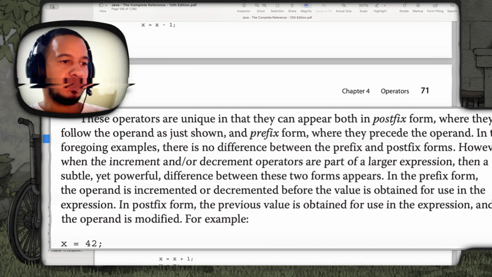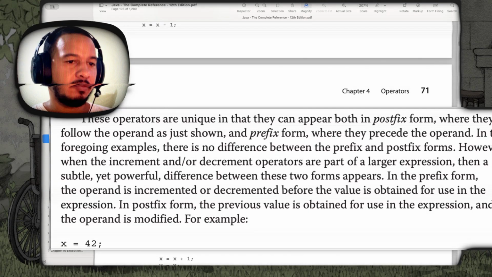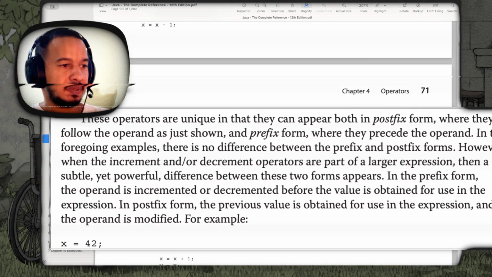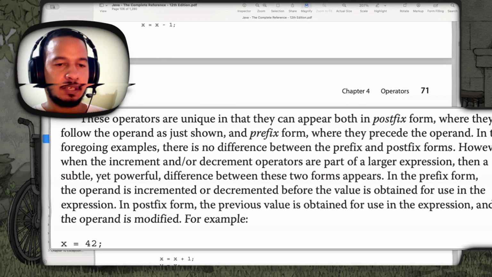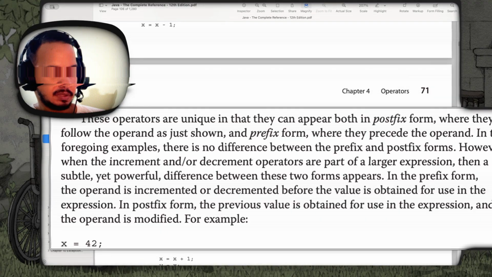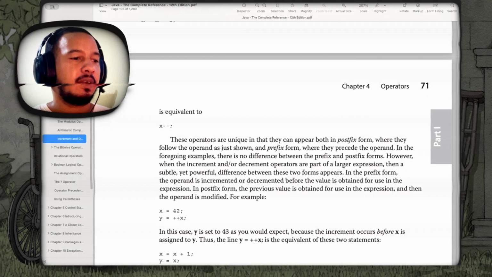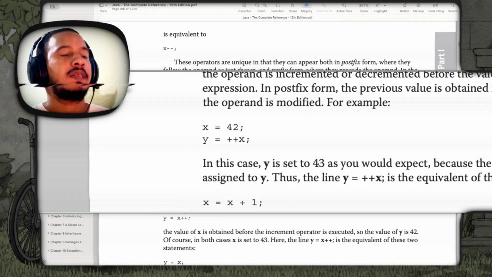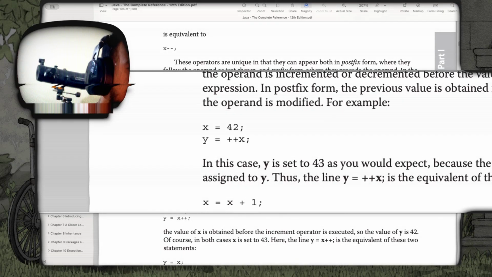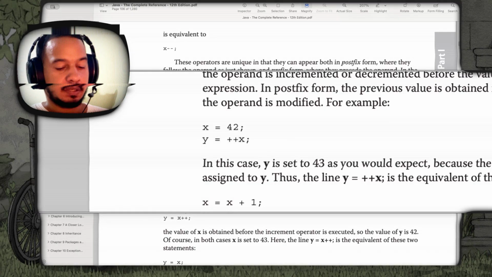In the prefix form, the operand is incremented or decremented before the value is obtained for use in the expression. In postfix form, the previous value is obtained for use in the expression, and then the operand is modified. For example, x equals 42 and y equals plus plus x.